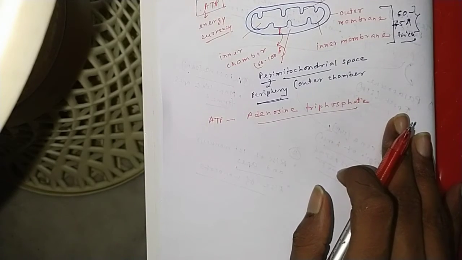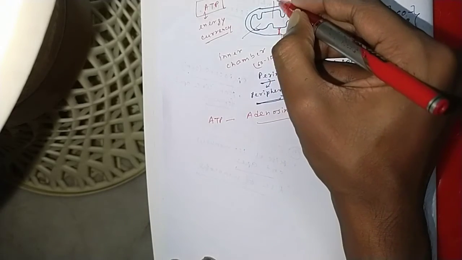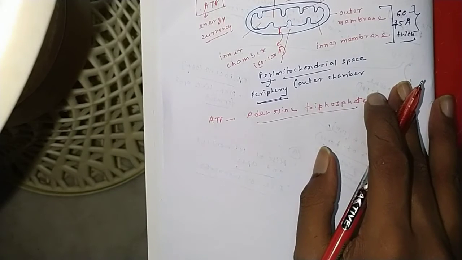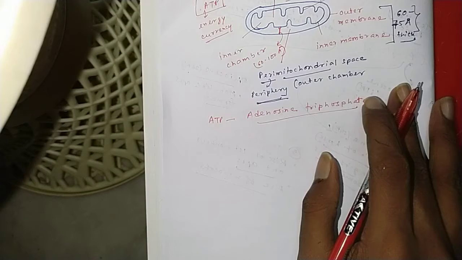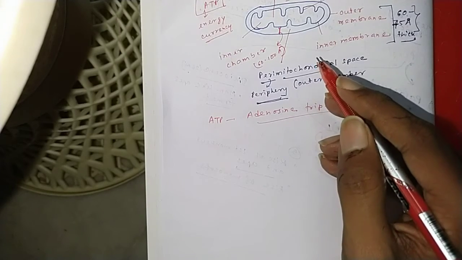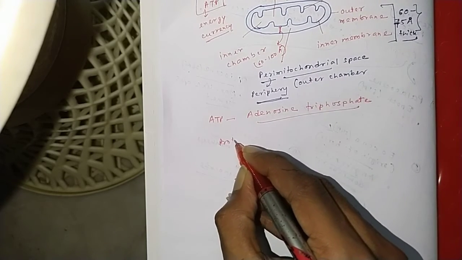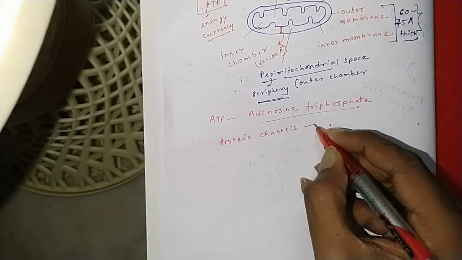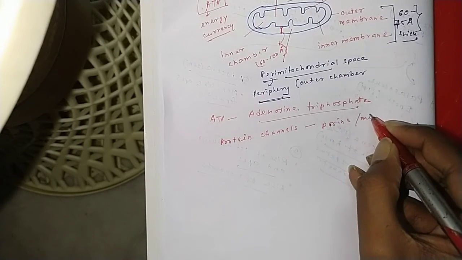Now let us talk about the matrix. This is the matrix substance that is present here, and there are various types of enzymes present here. There are various types of protein channels present in the membranes. One of the important protein channels in the mitochondrial membranes are porins, or minute pores.